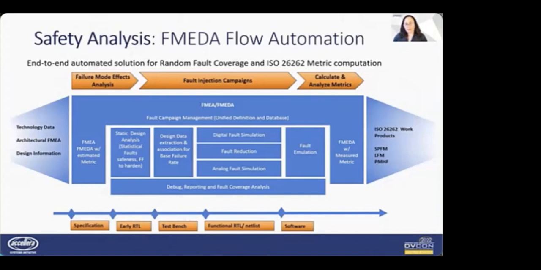The end result is the FMEDA with the accurate design data, such as number of transistors and sequential elements, such as flip-flops or latches, and a measured diagnostic coverage of the safety mechanisms in the design. These two provide the final metrics, which are the SPFM, or single point fault metric, the LFM, the latent fault metric, and PMHF, the probabilistic metric of random hardware faults.